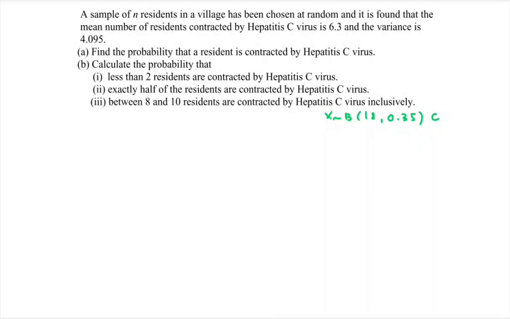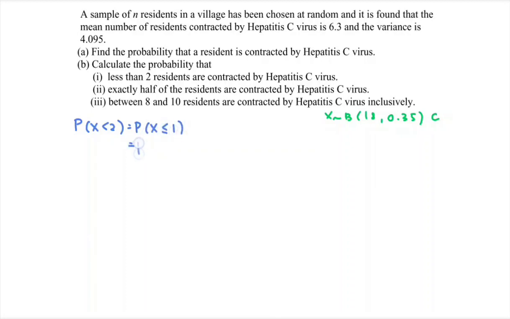Next, find the probability that a resident is contracted by the hepatitis C. So here we have the answer 0.35. B, calculate the probability that less than 2 residents are contracted by the hepatitis C. So making use of the formula, because in the table there is no 18 for the n. So in here we have the probability that X is less than or equal to 1.